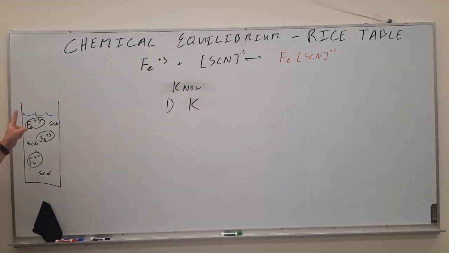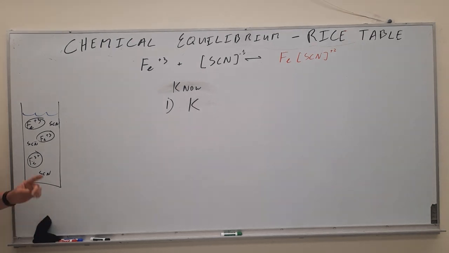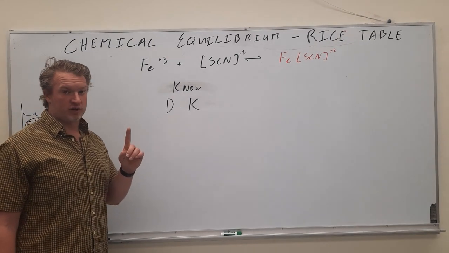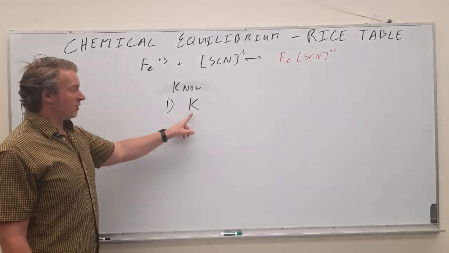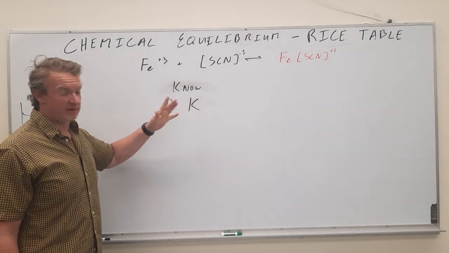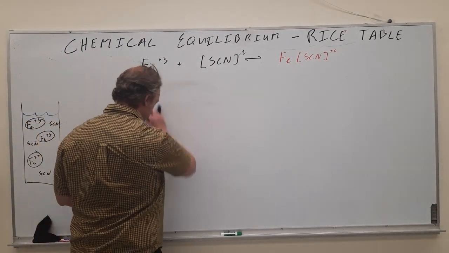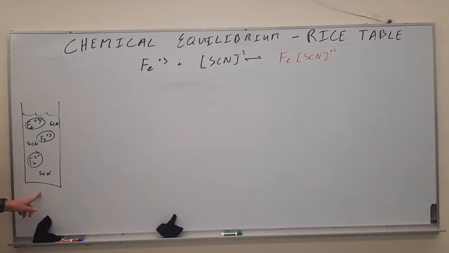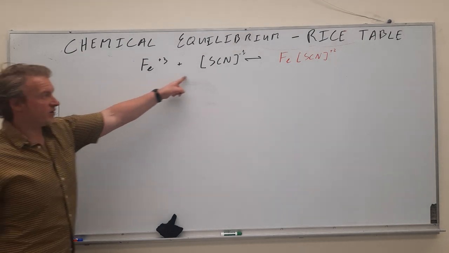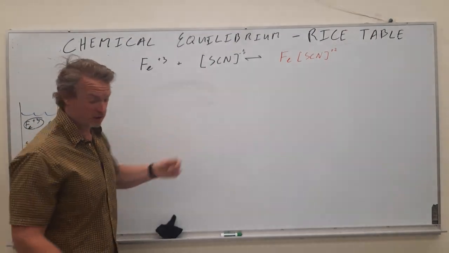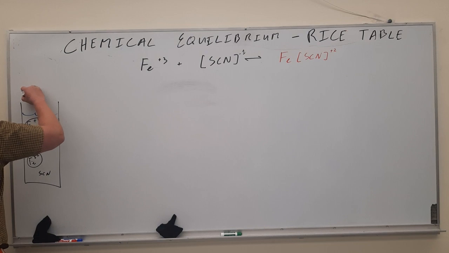I want to draw out an atomic vision of what is going to happen in this reaction over time. Initially, remember, we want to know the concentrations at equilibrium so that we can calculate capital K. That's what we're trying to find out here. Initially, you mix your solutions and there are some molarities of iron and some molarities of thiocyanate present, and you know these molarities because you set them up. This is the initial.